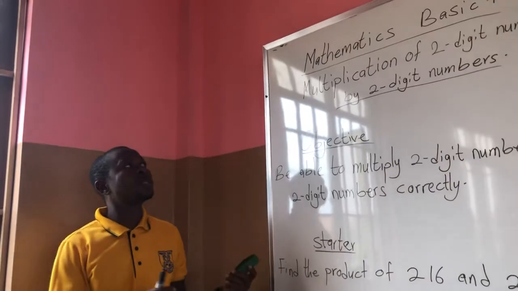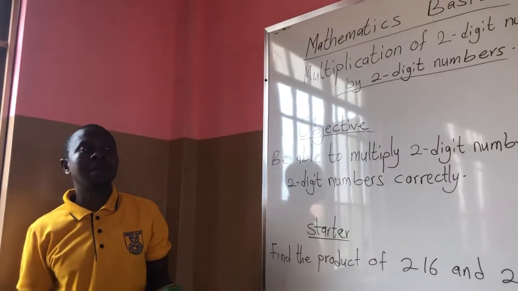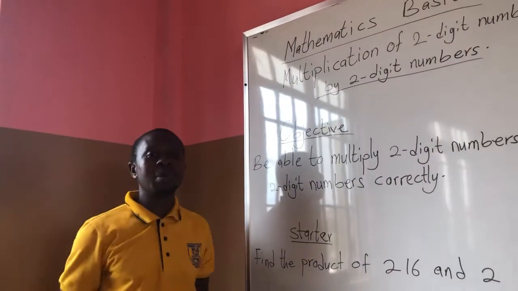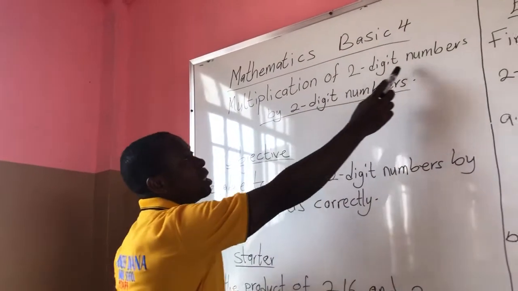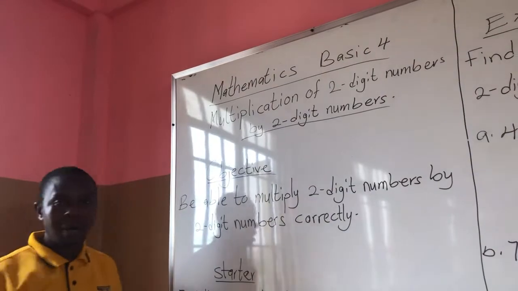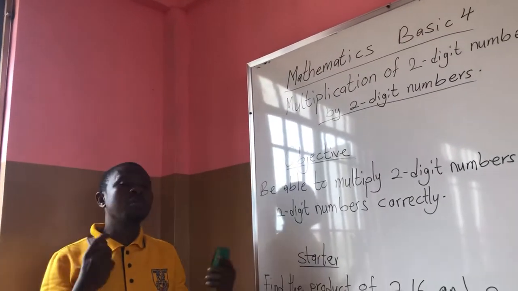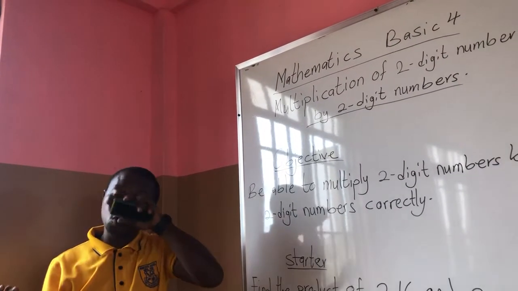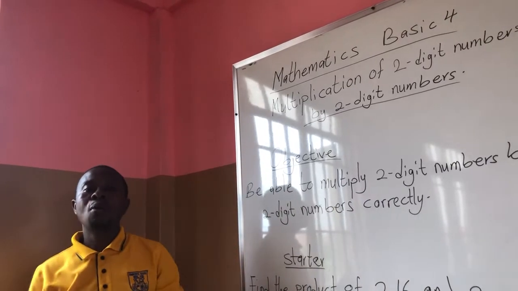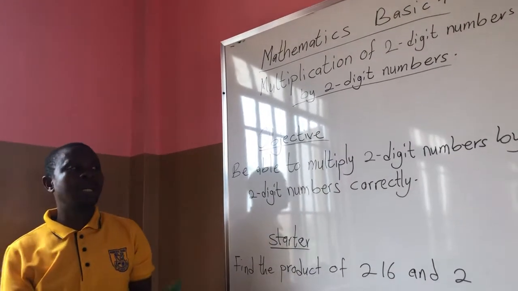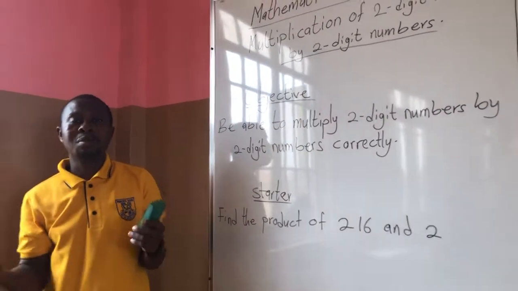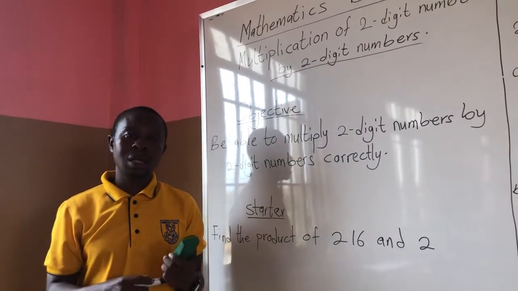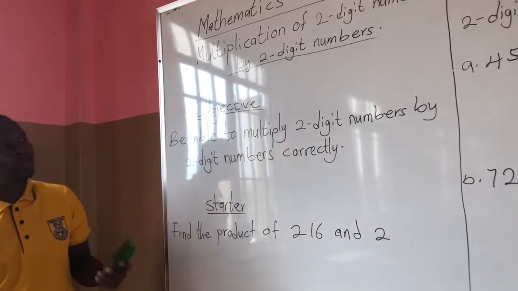Today we have mathematics, and we are still under multiplication. Today we are going to talk about multiplication of 2-digit numbers by 2-digit numbers. In our previous lesson we talked about multiplication of 2 or 3-digit numbers by a 1-digit number. But today we are going to talk about multiplication of 2-digit numbers by 2-digit numbers. Okay, good.